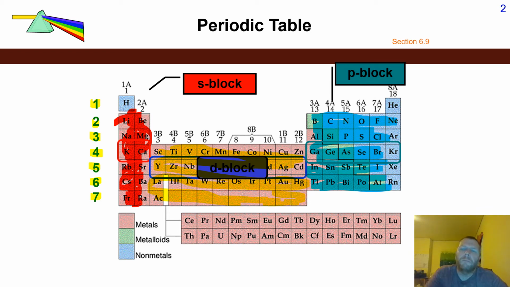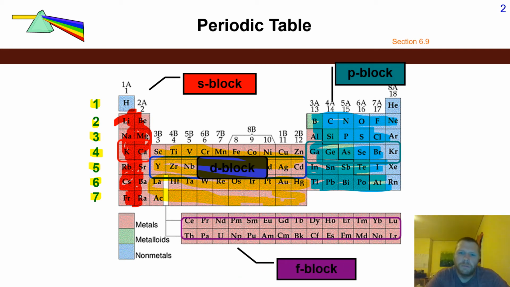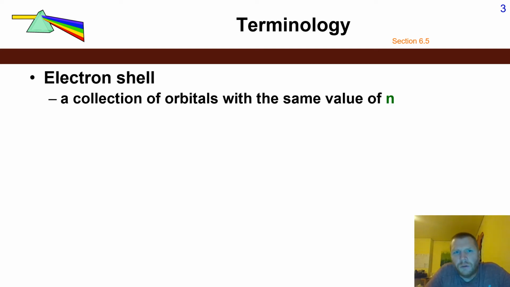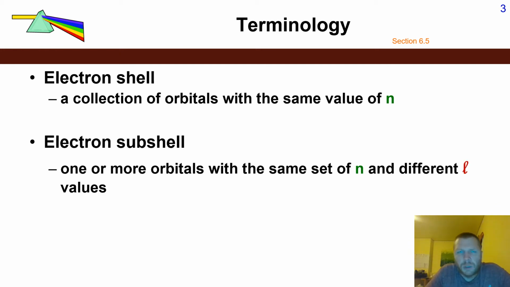Now what I'd like to do is give you a little bit more terminology that you'll see from here on out. Oh, sorry, and then finally the F block. But like I said previously, we're not really going to talk about the F block very much. The last bit of terminology we need to get hammered away is the designation between an electron shell, which is a collection of orbitals with the same value of n, the same principal quantum number, and then underneath those shells are subshells, which are just different designations.